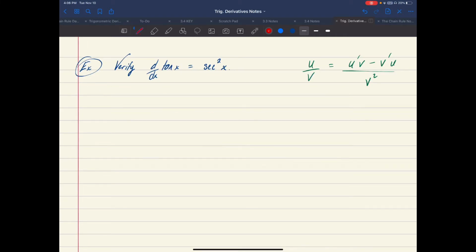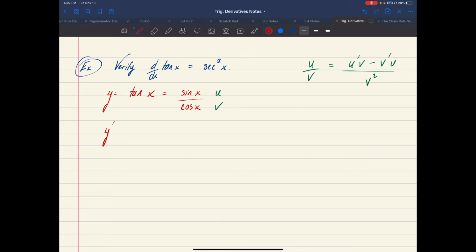In this next example, we're going to verify that one of the trig derivatives is what we said it was. The derivative of tangent is secant squared. We can't just say it is what it is. We have to find a way to get there. You'll see I have the quotient rule in green there. That's because I'm going to take my function tangent and rewrite it as sine over cosine. Then we have something that is a quotient, and we'll say u is sine and v is cosine.